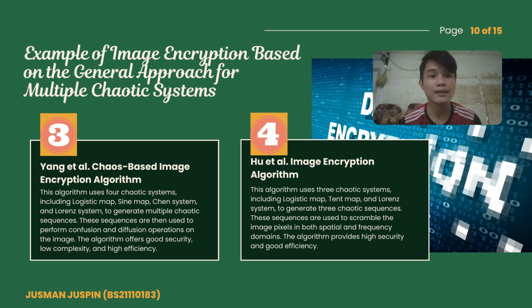So the last one is Hu et al. image encryption algorithm. This algorithm uses three chaotic systems, including logistic map, tent map, and Lorenz system, to generate three chaotic sequences. These sequences are used to scramble the image pixels in both spatial and frequency domains. The algorithm provides high security and good efficiency.